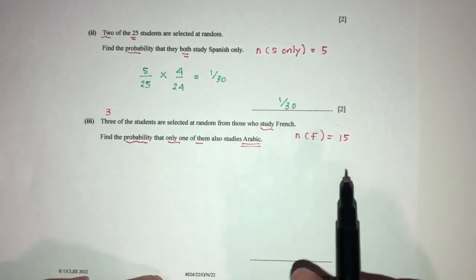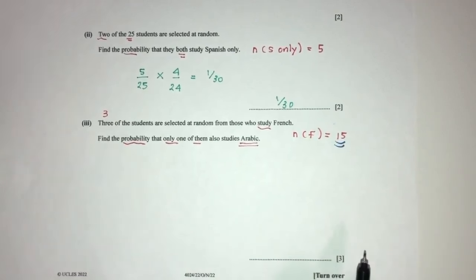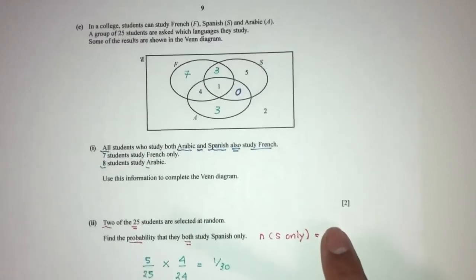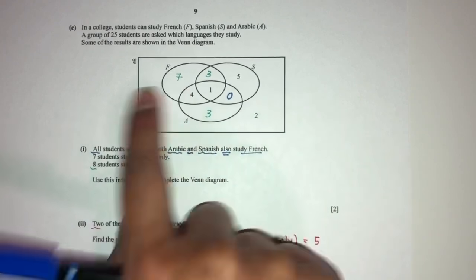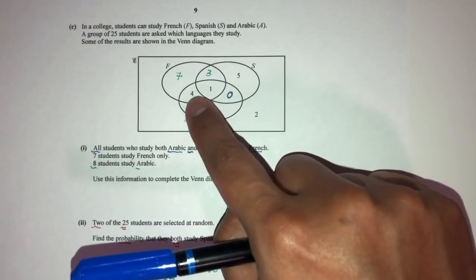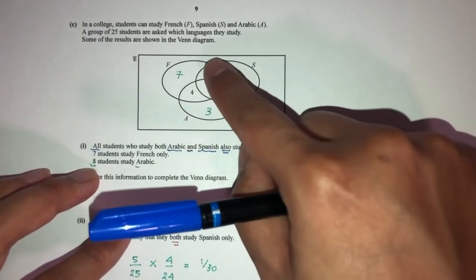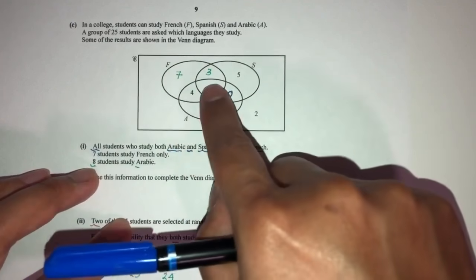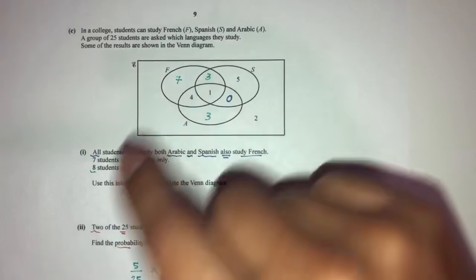Now we have to find the chance that only one of them studies Arabic. So here we have French and Arabic. So only Arabic will be 4, right? Okay, let me explain again. We have French people over here. This group represents French and Spanish, right? This group represents French and Arabic. Now, only one of them studies Arabic.